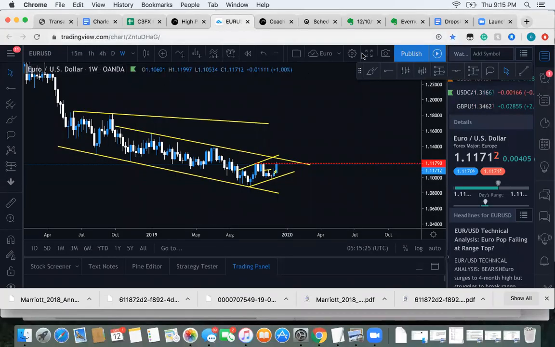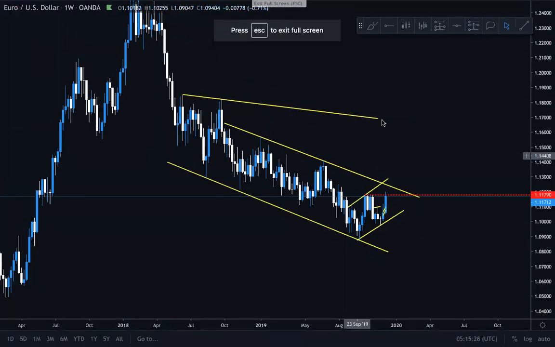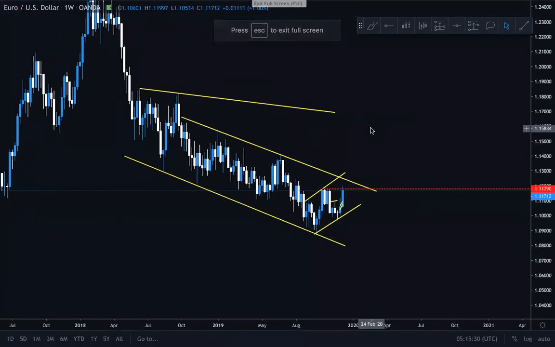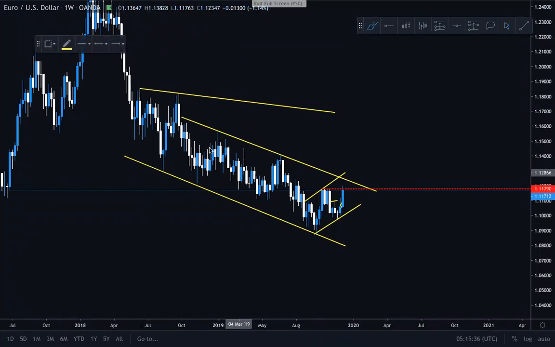Okay, we're going to do analysis here of the Euro USD. We're going to start here on the weekly time frame. On the weekly time frame, we can see that we have an overall descending channel. We have the nice 1, 2, 3 touch of the bottom, right? And a nice 1, 2 touch of the top.